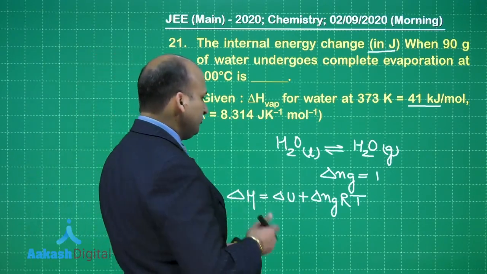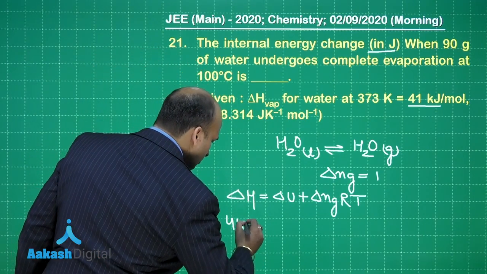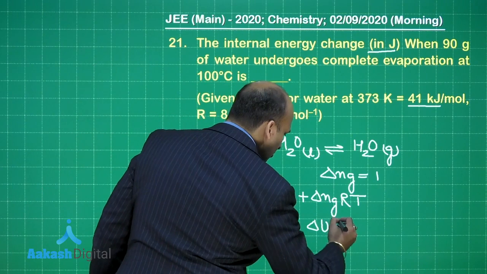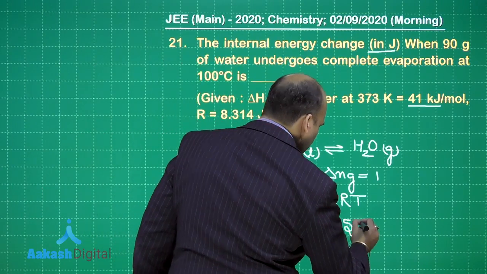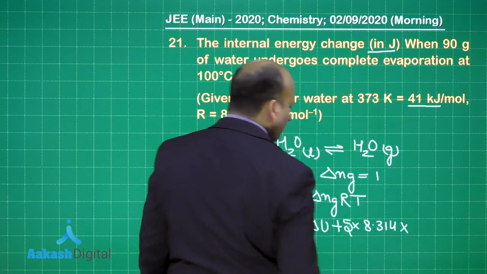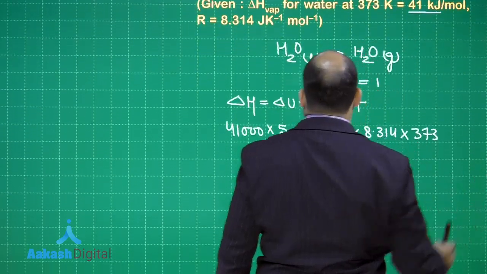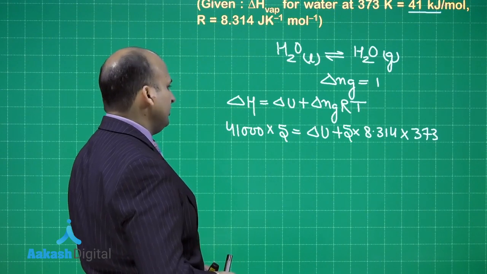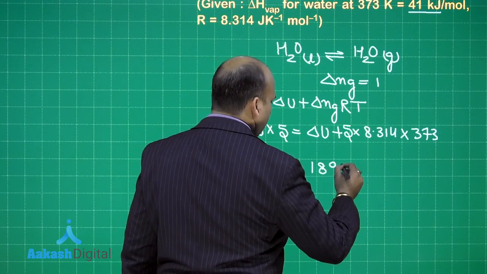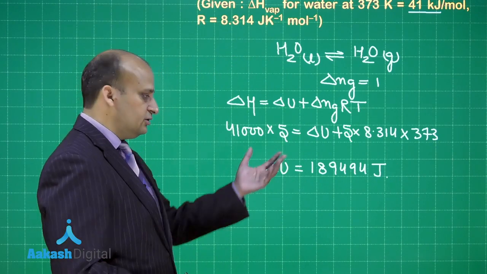Okay. Now, I have to solve it out. There are 5 moles, 41 kilojoules, so it should be 41,000 joules for 1 mole, but we are taking 5 moles. So, this is equal to delta U plus 5, and the value of R is 8.314 multiplied by 373, right. So, dear friends, on solving this you will be getting the value of delta U as 189494 joules, right. So, this is how you have to solve this question.